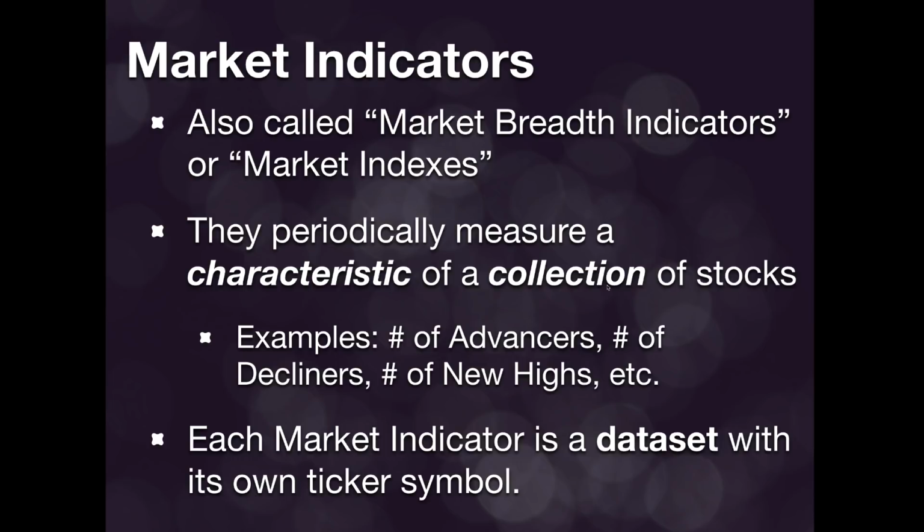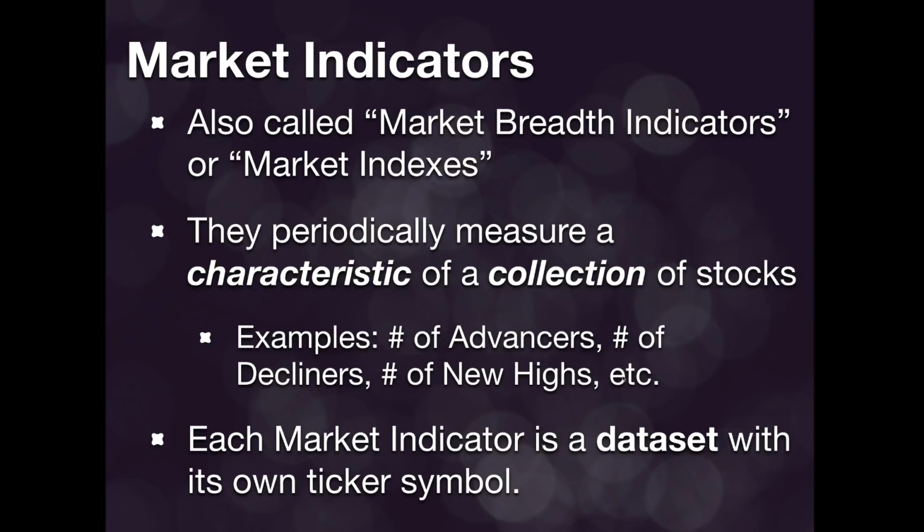So of the various collections of stocks that are out there, this characteristic gets measured, it gets added up, and it gets turned into a number that is then reported and recorded on a periodic basis. Typically every day, could be every minute, whatever. Examples would be numbers of advancers, numbers of decliners, numbers of new highs, new lows, etc. Those are really, really common examples, but there are many, many other ones out there.